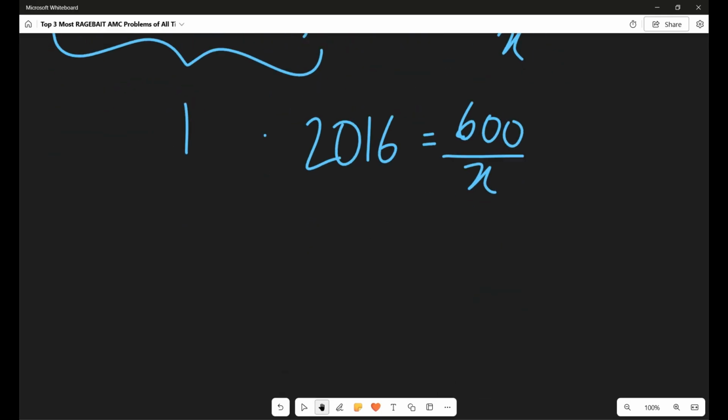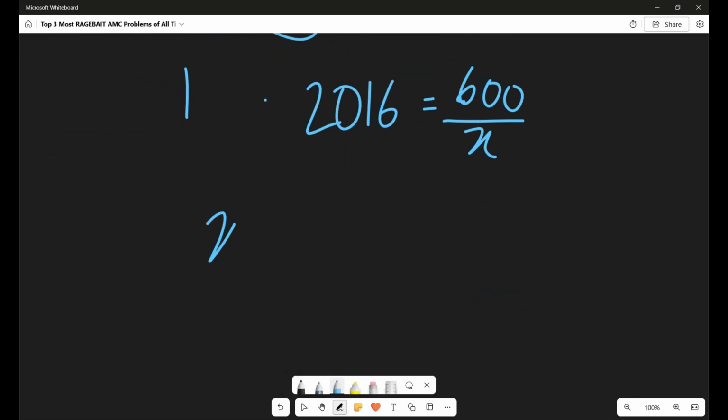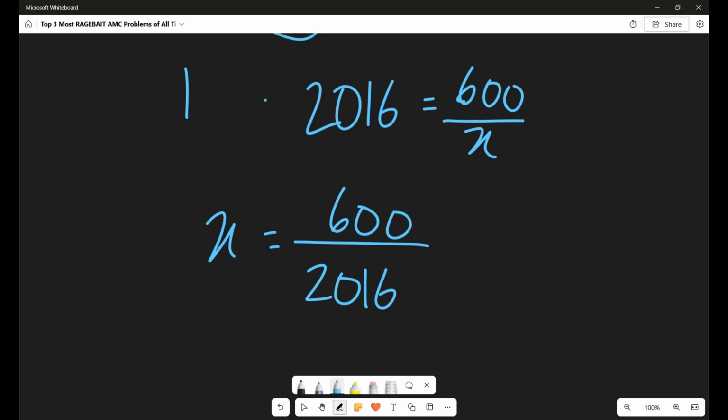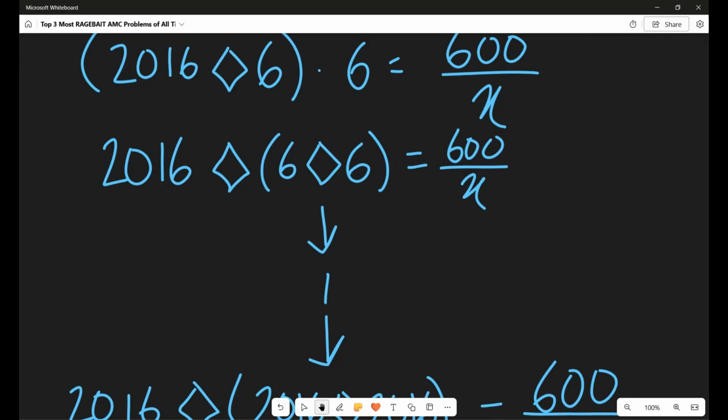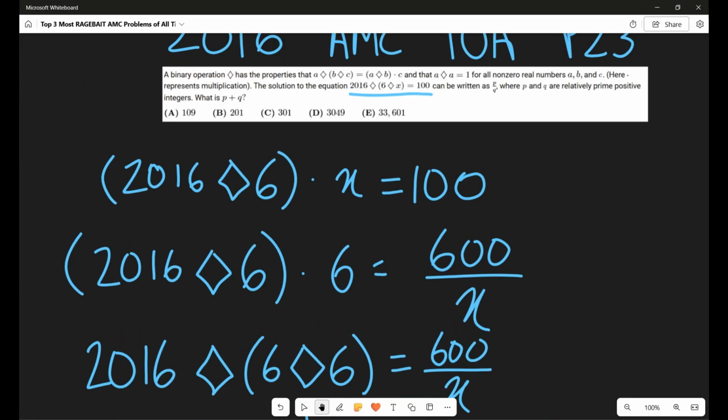And finally, we get X is equal to 600 over 2016, which then simplifies to 25 over 84. Now you can do that whole solution, and you will finally realize the answer of A, which is 109.